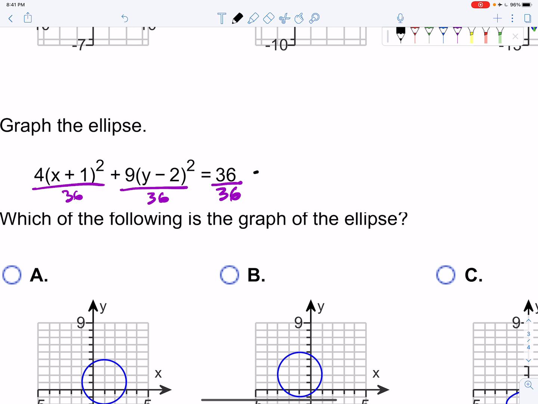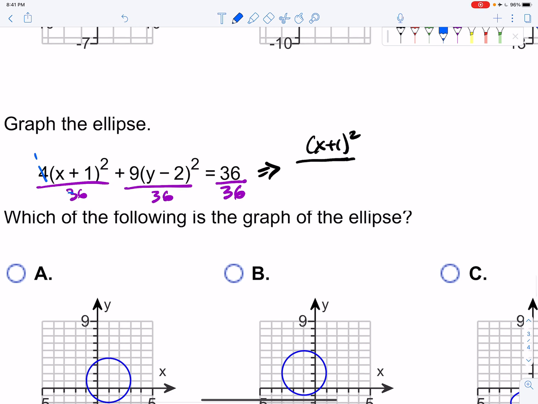Okay, now let's just go and see what do we get when we do that. Well, you're going to get x plus 1 squared, and we're going to see that 4 goes into 4 once, and 4 goes into 36 9 times. So we're left with this 9 right here.